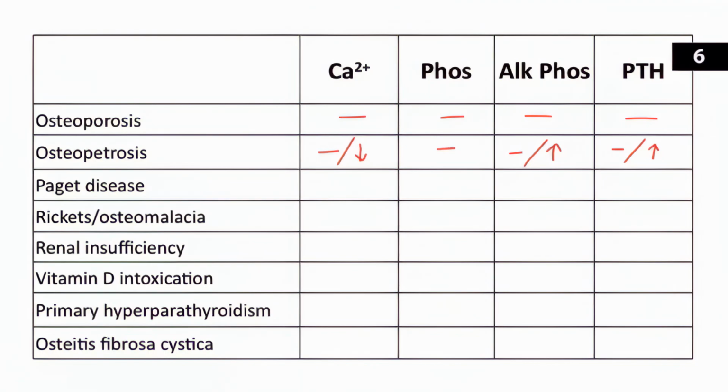In Paget's disease, you have increased bony turnover, so alk phos will be elevated. But it does not affect calcium, phosphate, or PTH. This is not a PTH problem. It's not a calcium problem.